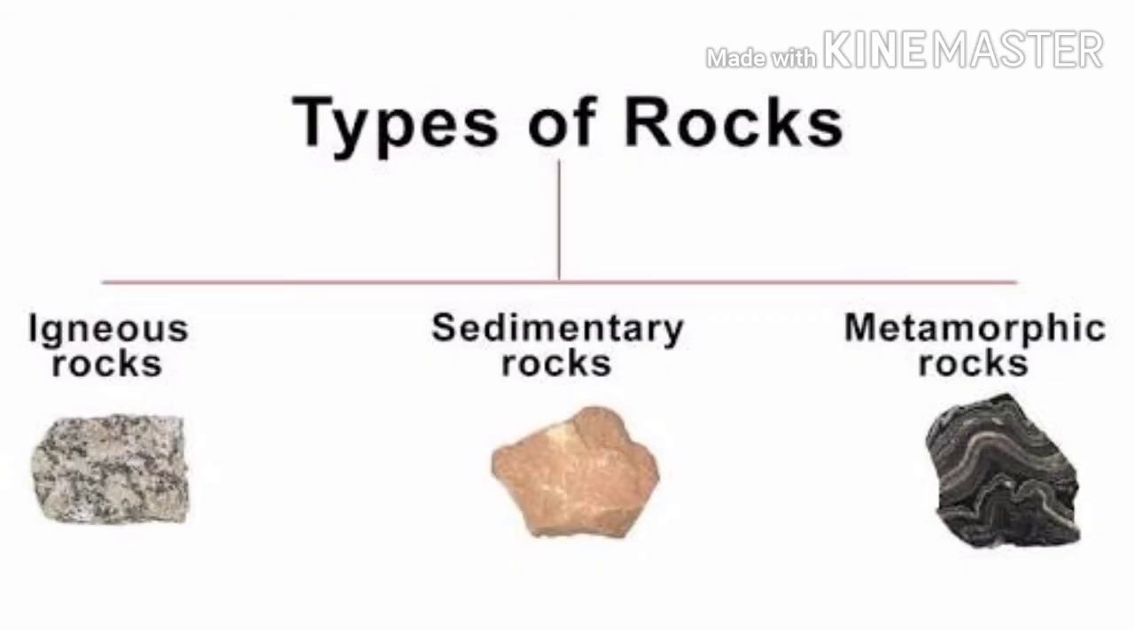Now types of rocks. Rocks are divided into three types. These are igneous rocks, sedimentary rocks and metamorphic rocks. Here's the image also showing you the three different types of rocks.